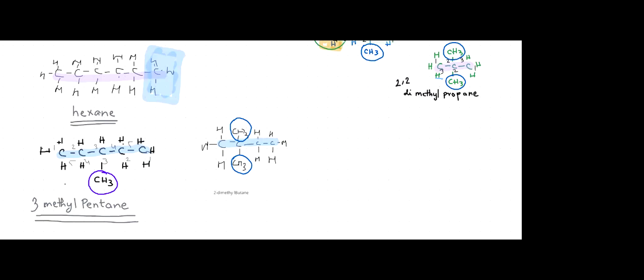You are correct. If you count from the left-hand side, you get 1, 2, 3, 4. And if you count from the right-hand side, you get 1, 2, 3, 4. Okay? So from the left-hand side, you'll get 2. From the right-hand side, you get 3. We always choose the smaller number. So we'll choose 2. So you get 2-dimethyl butane.